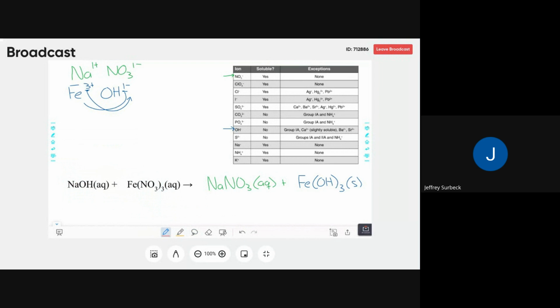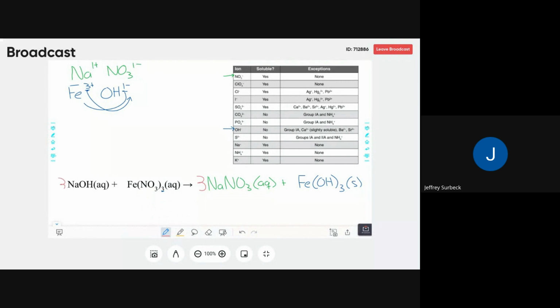And then NO3. This is where we start to flip some things around. NO3, outside of parentheses, we have how many? 3. Over here, there's no parentheses, so how many? 1. So what needs to go in front of the NaNO3? 3. Very good. Now, what did that do to our Nas by doing that? 3 of those. So out in front of NaOH, you have to put 3.